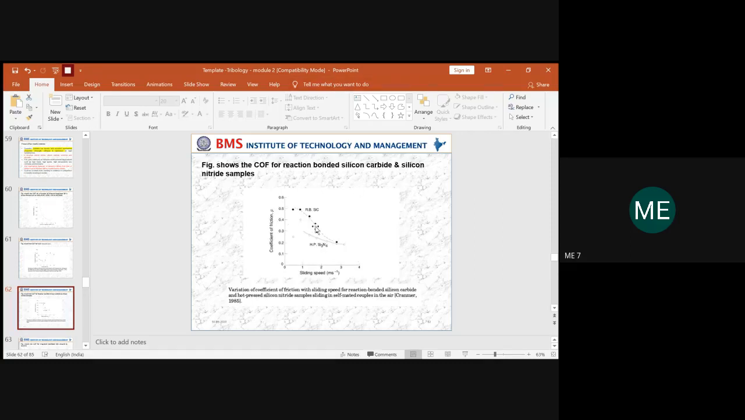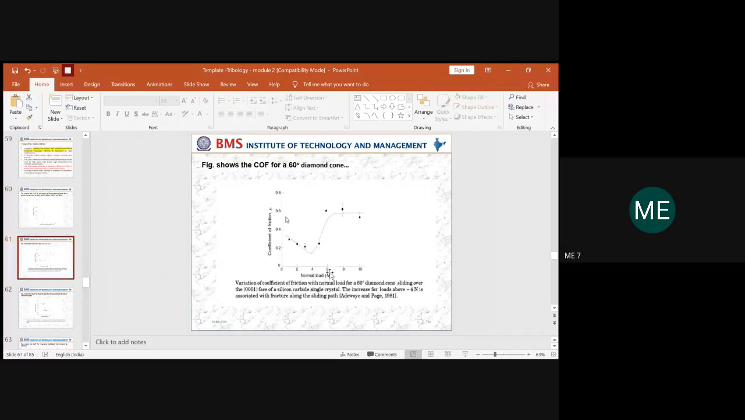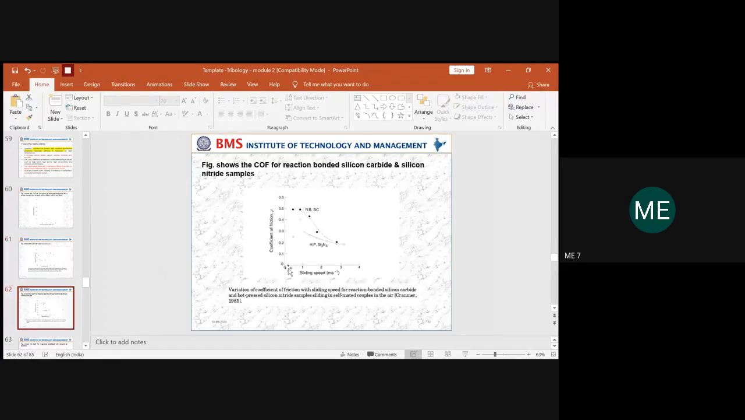Similarly, you have one more graph for silicon carbide against silicon nitride samples. Here the graph is with respect to coefficient of friction and the sliding speed. So we are taking all the parameters. First it was related to fracture toughness, then it was related to the normal load, and now we are taking the sliding speed. With what speed? Both the materials are sliding against each other.